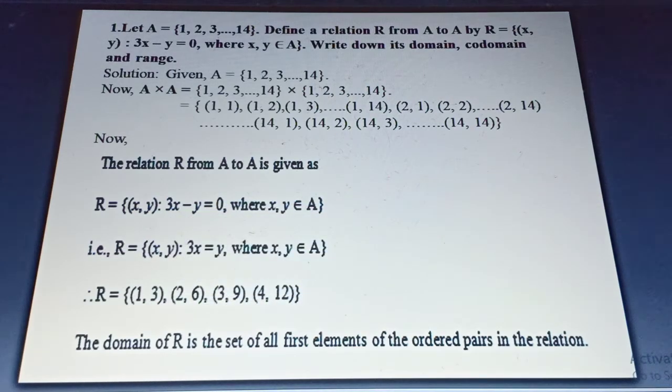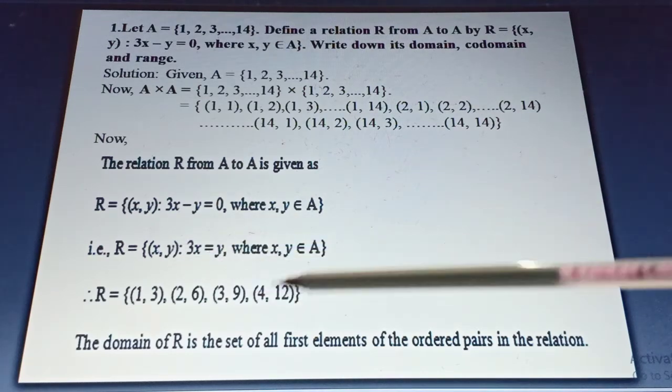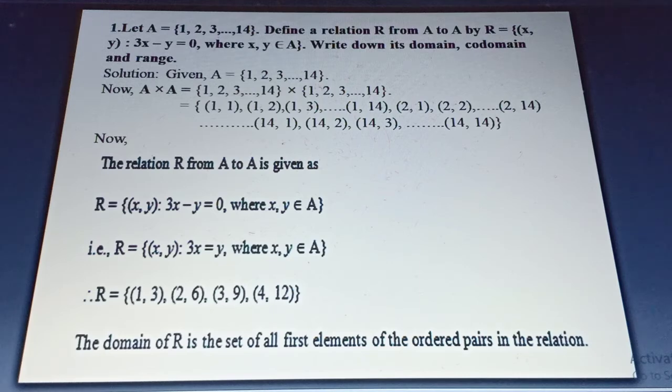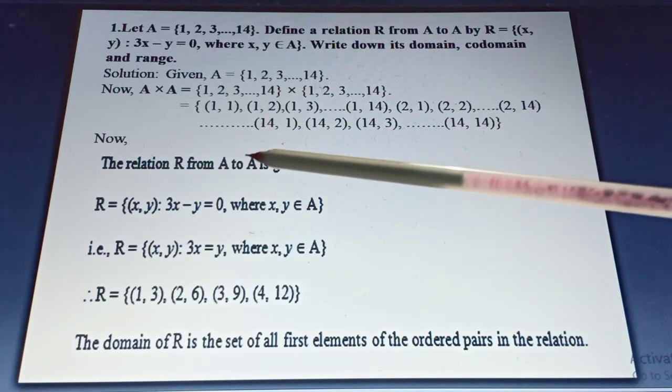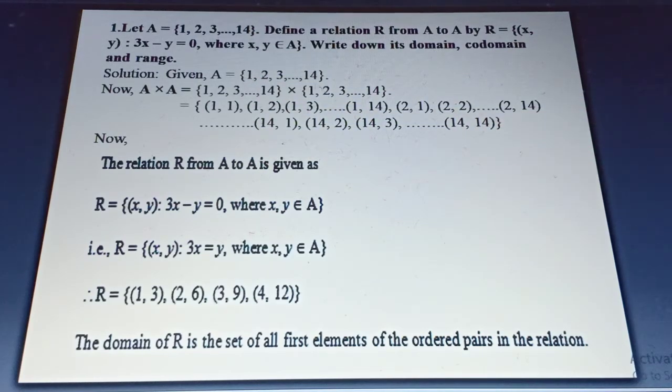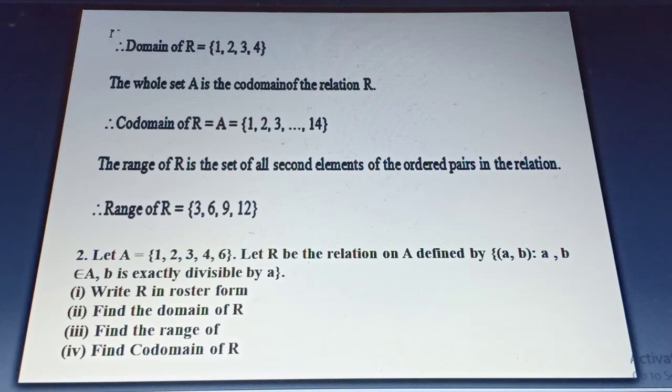Now from this you can easily find out the domain. Domain is the first element: 1, 2, 3, 4, and range is the second element: 3, 6, 9, 12. And the codomain will be the second set, this A. So students, I hope all of you understood.